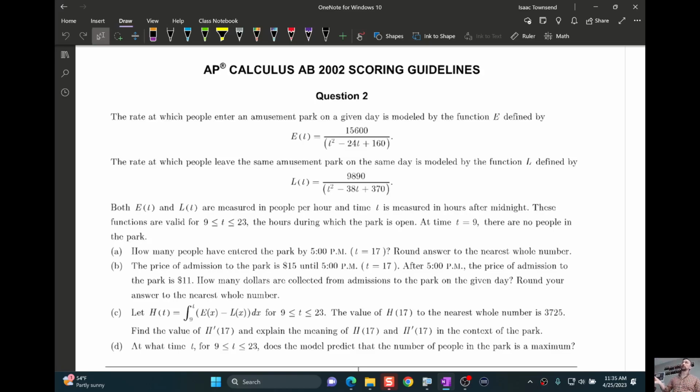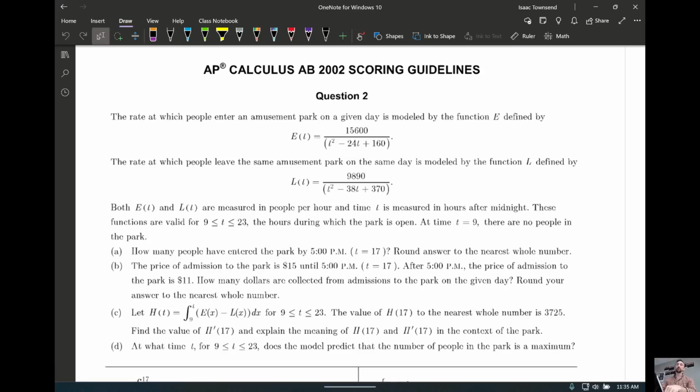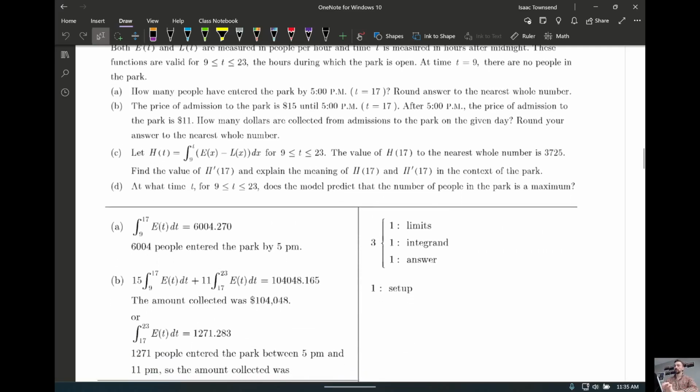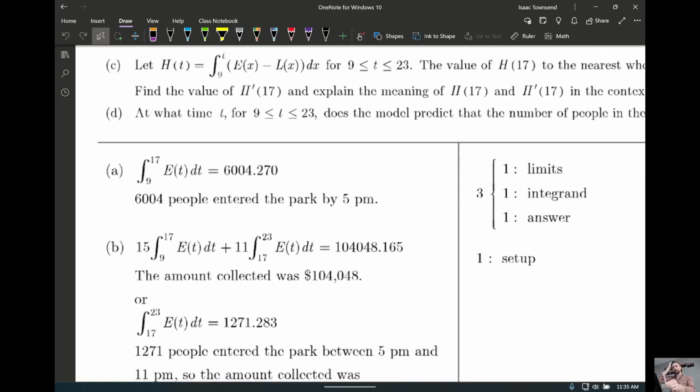Alright, so let's look at your scoring, and then I will give you a calculator tip that might help you out. I do feel like this one is kind of hard to do in 15 minutes because there's so much you had to type in your calculator, but we can talk about that after the scoring.